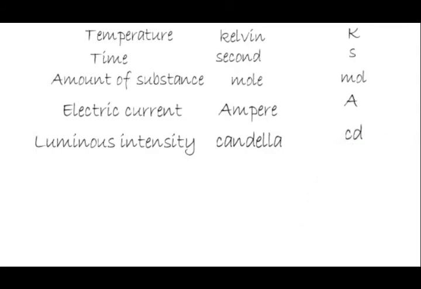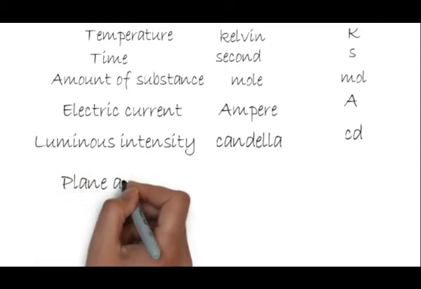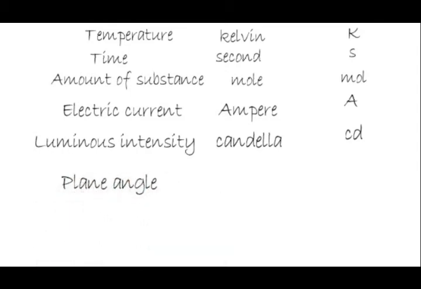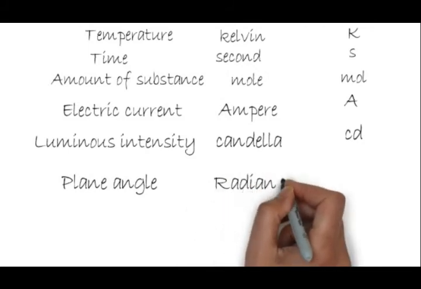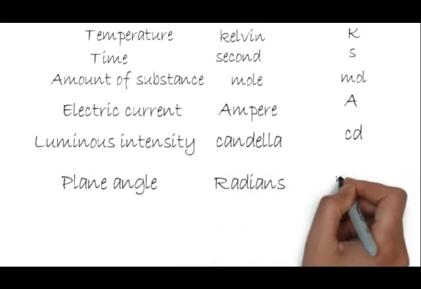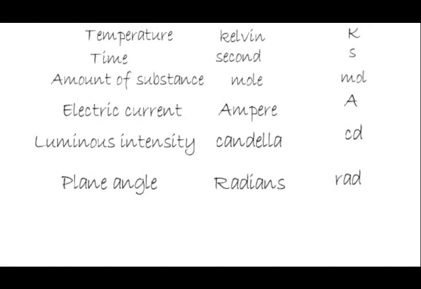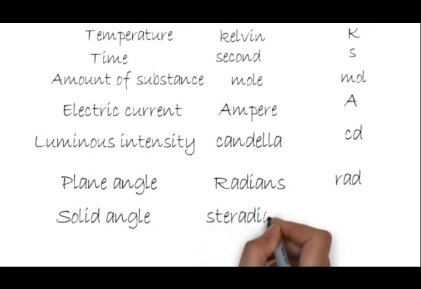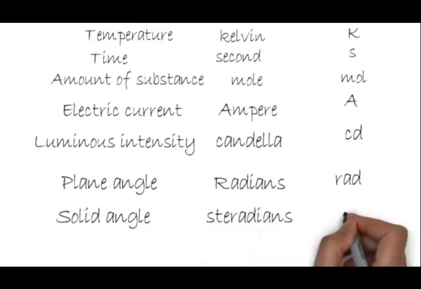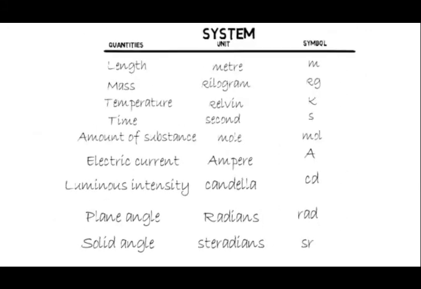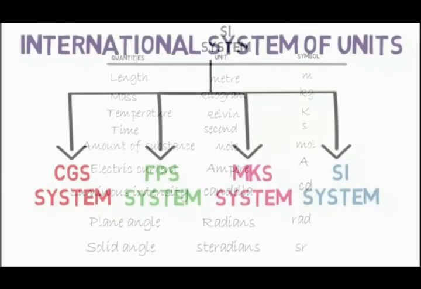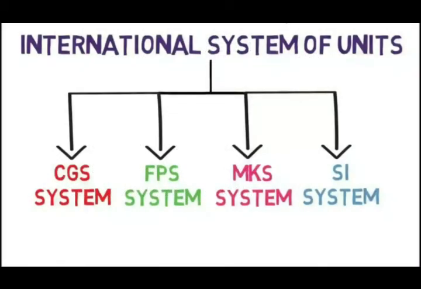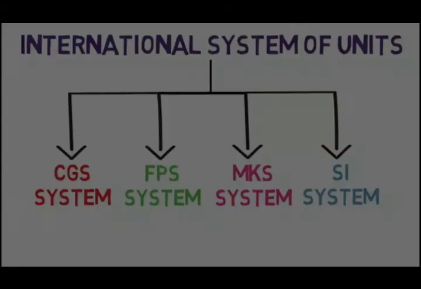And apart from this, we have two mathematical units, which are plane angle, unit radian, and symbol small rad. And finally your solid angle, which has a unit steradian and symbol sr. Rest of the systems we will see in the next class.